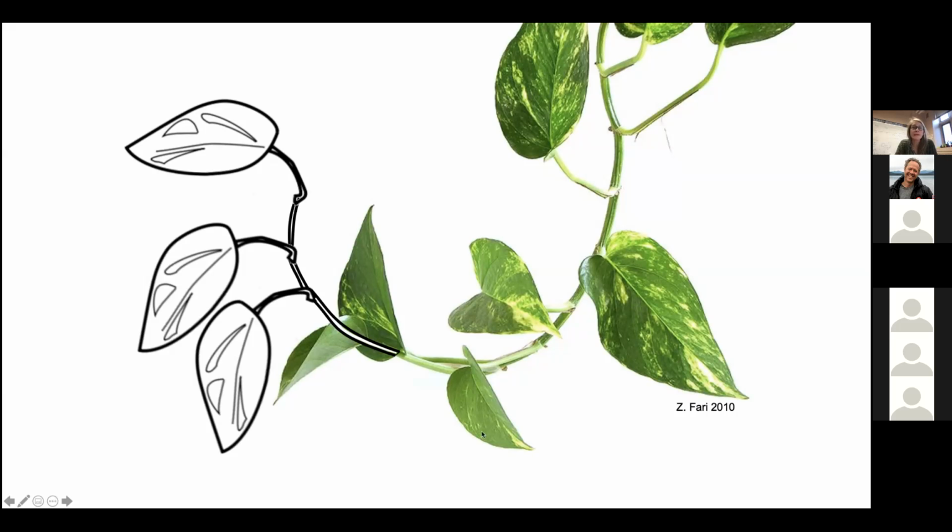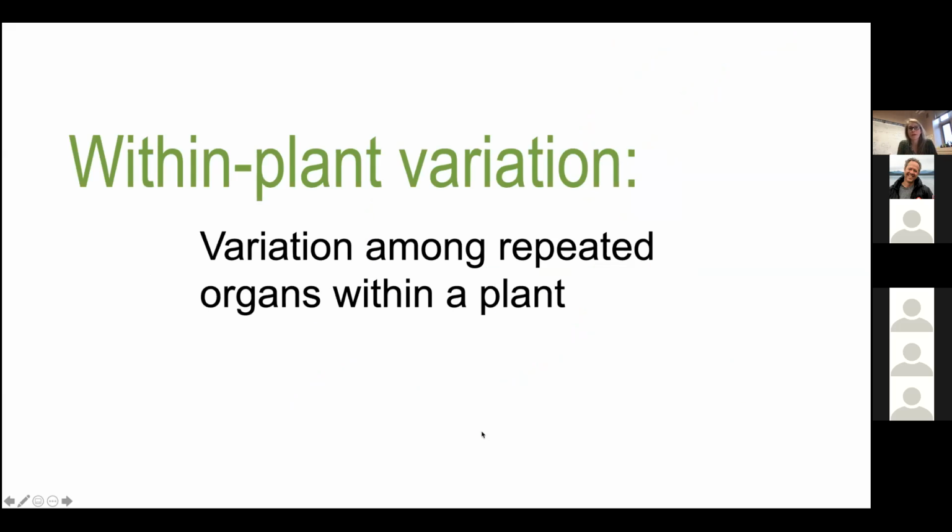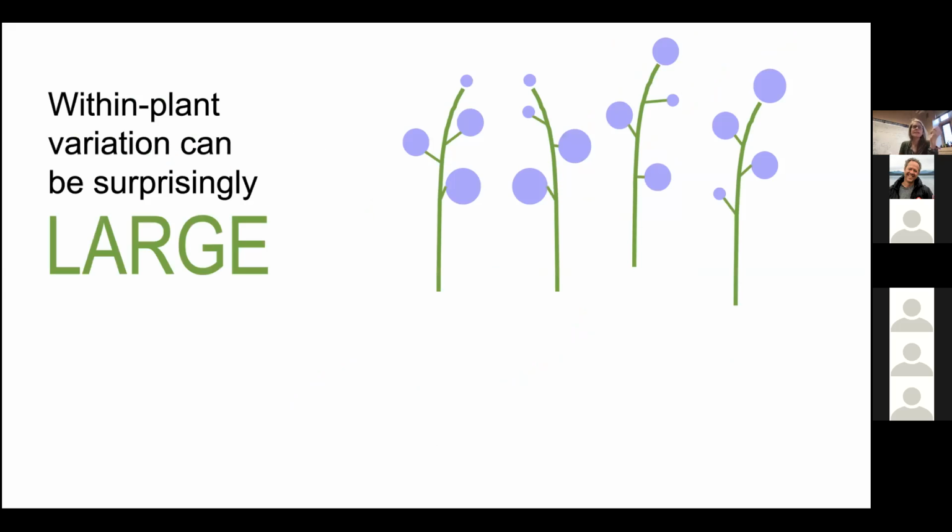This is called the within plant variation, right? It's variation among the repeated organs within a plant. And within plant variation can be surprisingly large. To help illustrate what I mean by this point, I've got a little cartoon here. So we're imagining a population of 4 plants, and our plants are producing flowers that are represented by the purple circles here. What I hope you notice is that there's some variation in flower size within this population.